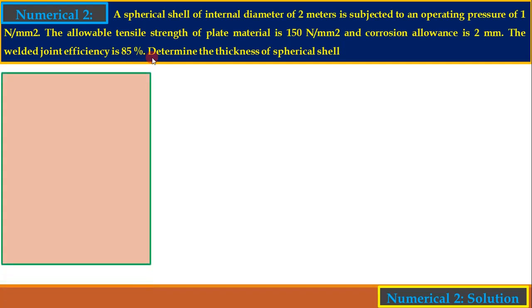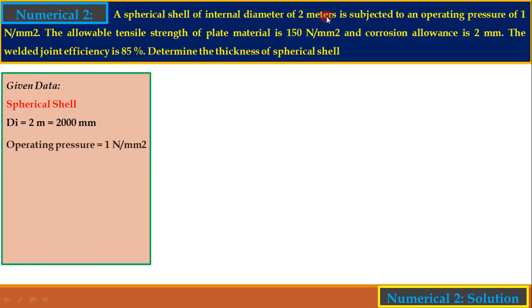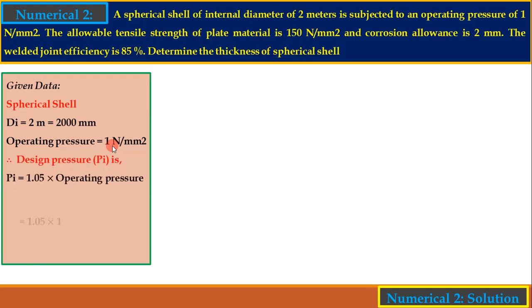Let us first write down the given data. First write down the spherical shell. It is not a cylindrical shell, it is a spherical shell. The internal diameter di is 2 meters, so convert it into mm. Next, operating pressure is given as 1 Newton per mm square. Immediately calculate the design pressure. Design pressure is equal to 1.05 into operating pressure. So the value of design pressure Pi is 1.05 Newton per mm square.